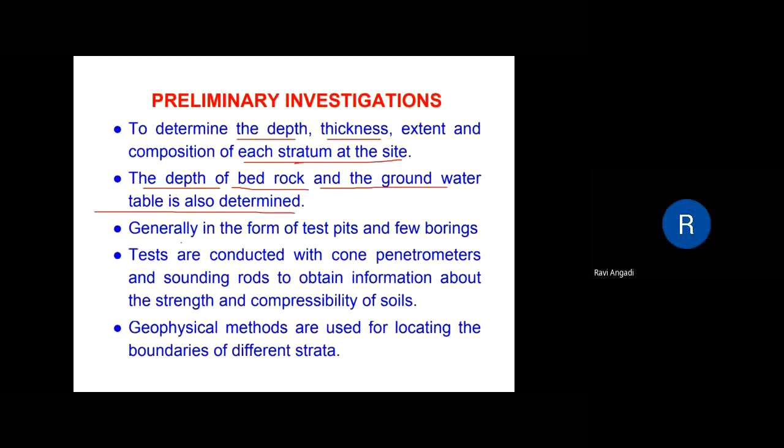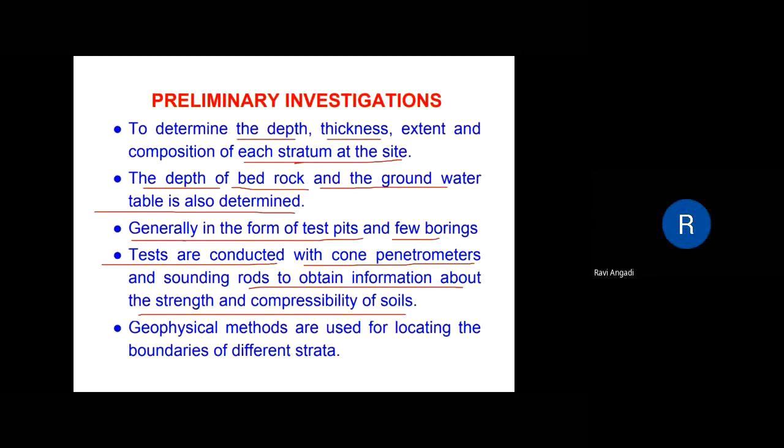Generally it is in the form of test pits and a few borings. As I said, the preliminary investigation is generally in the form of test pits, that is an open excavation, or a few borings done on site to get more information about the site. And tests are conducted with cone penetrometers. These are some of the equipment used to collect the samples, and even sounding rods to obtain information about the strength and compressibility of the soil.